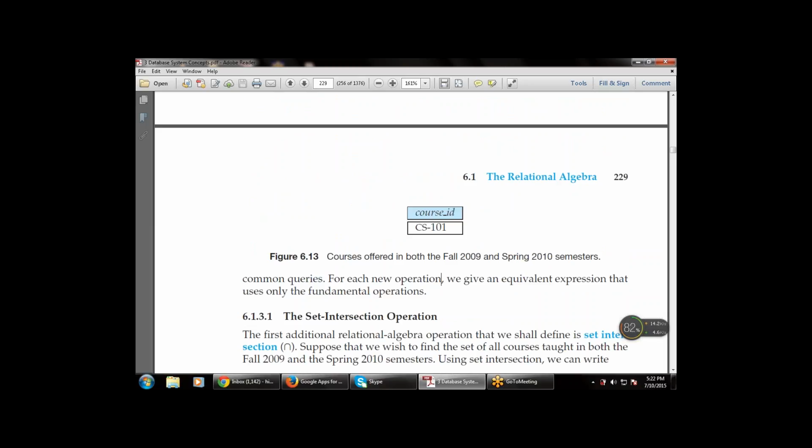So this is the output: courses offered in both the Fall 2009 and the Spring 2010 semesters. The first of the additional operations available is the set intersection operation.